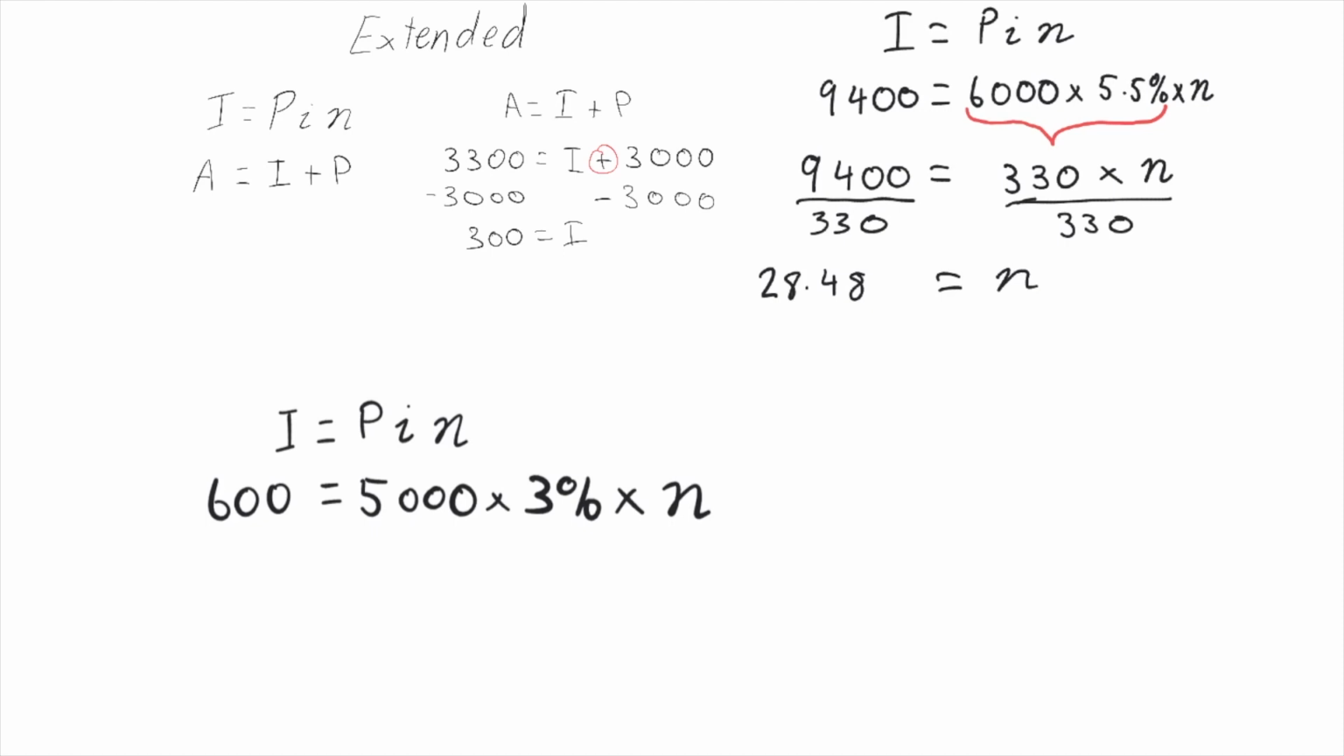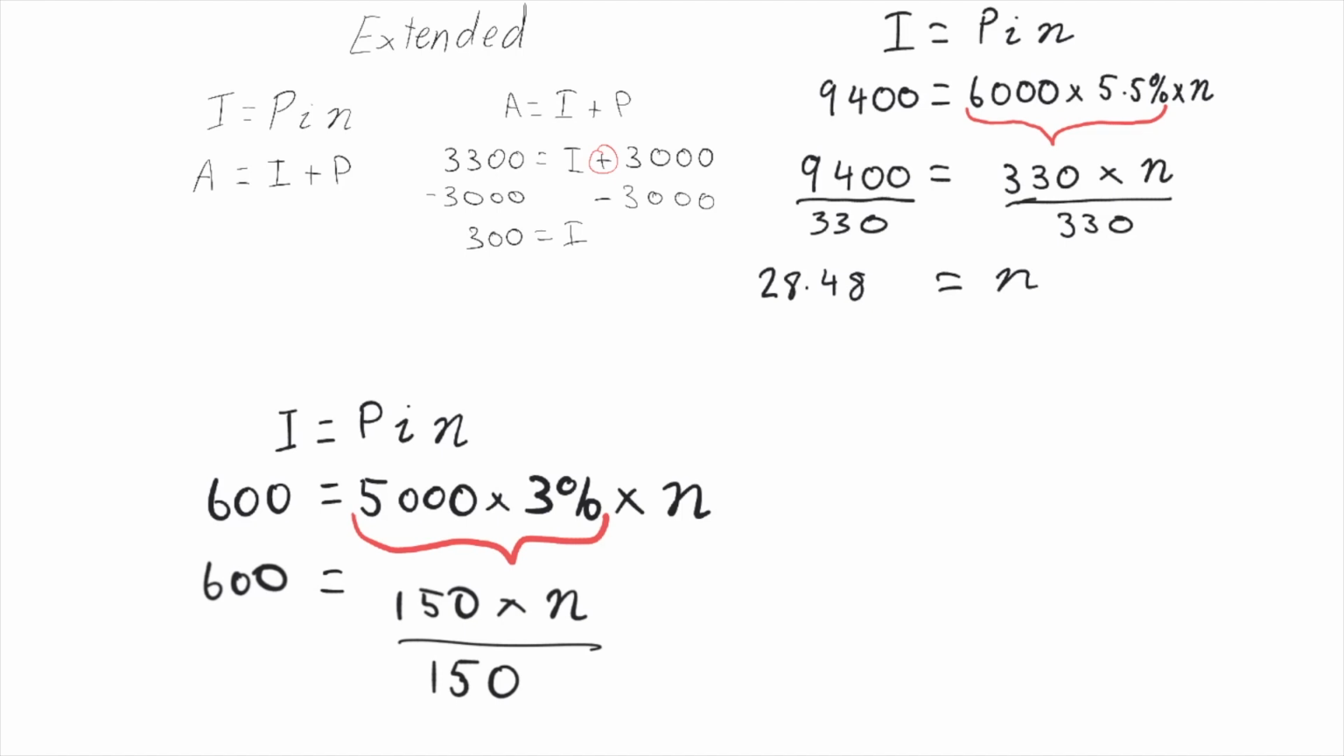Okay, so now that we've finished that, let's actually work through it. If we do what we can to start with, so we'll do the 5,000 times the 3%, that's going to give us 150 times n. So 600 equals 150 times n. Well, now our next step, we have to cancel out. So instead of times 150, we're going to divide 150. We're also going to divide this by 150, and this gives us a 4-year loan.